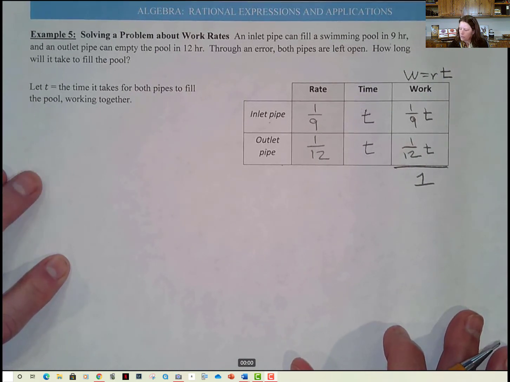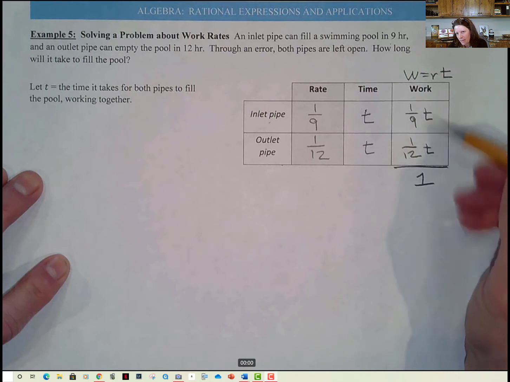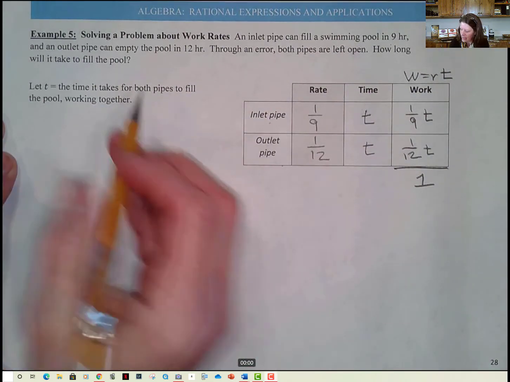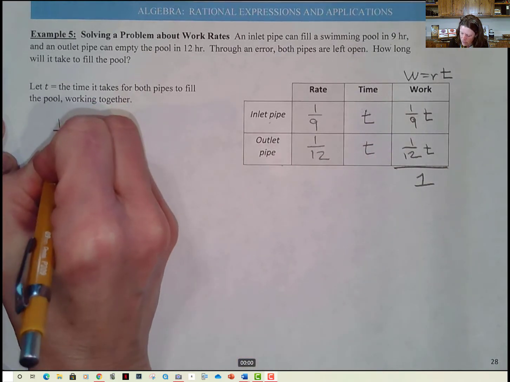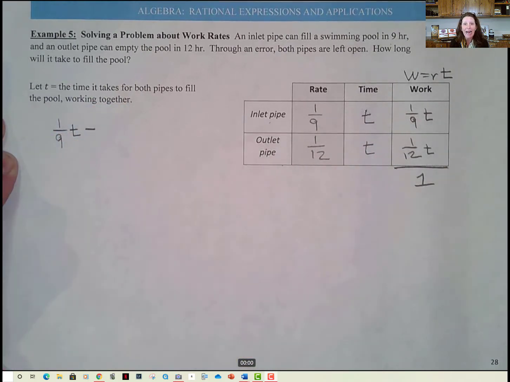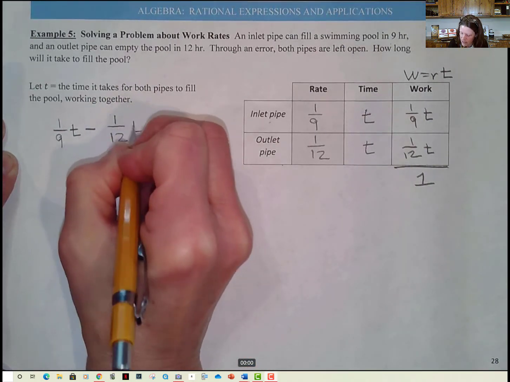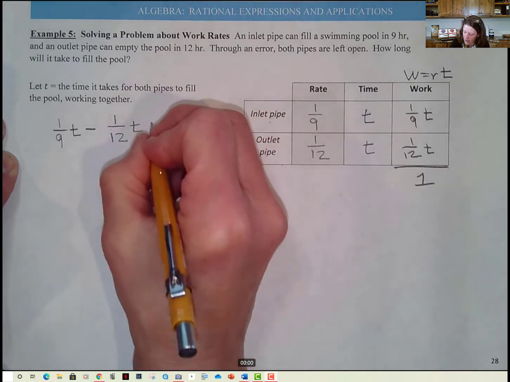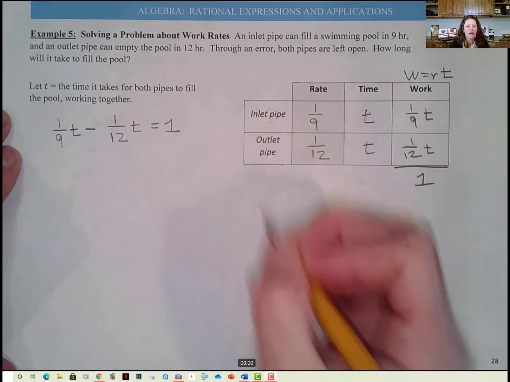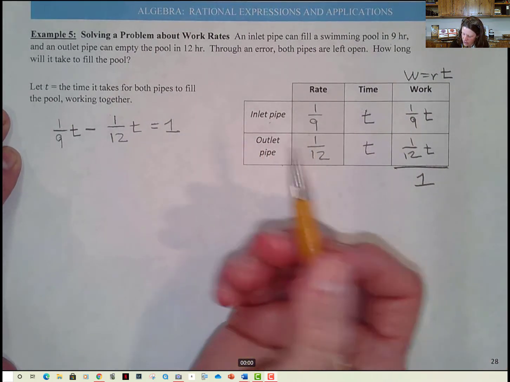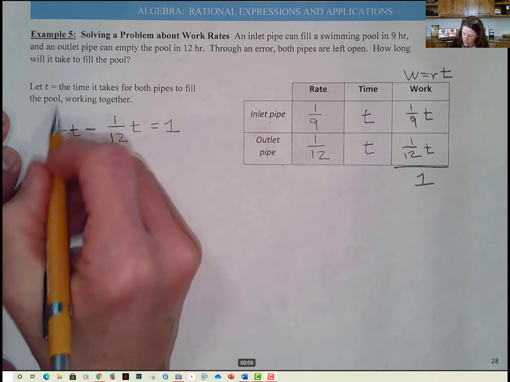But with this problem, we're not actually going to add those amounts of work because they're working in opposite directions, okay? The inlet pipe is filling, the outlet pipe is removing, and so the amount of work done by the inlet pipe to fill the pool, 1/9 T, minus what's done by the outlet pipe, because it's taking away the water, isn't it? Okay, 1/12 T equal 1. Now let's multiply by our LCD, which is 36, as we look at 9 and 12.